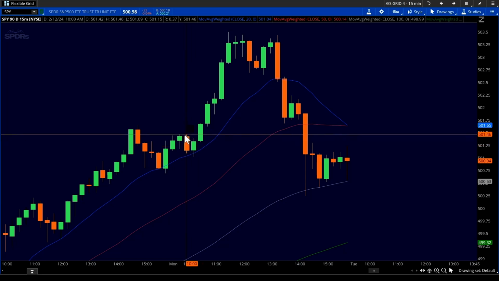So this is the regular hour charts, and you can see price pierced the moving average. What was the low of this candle? Let's just see.